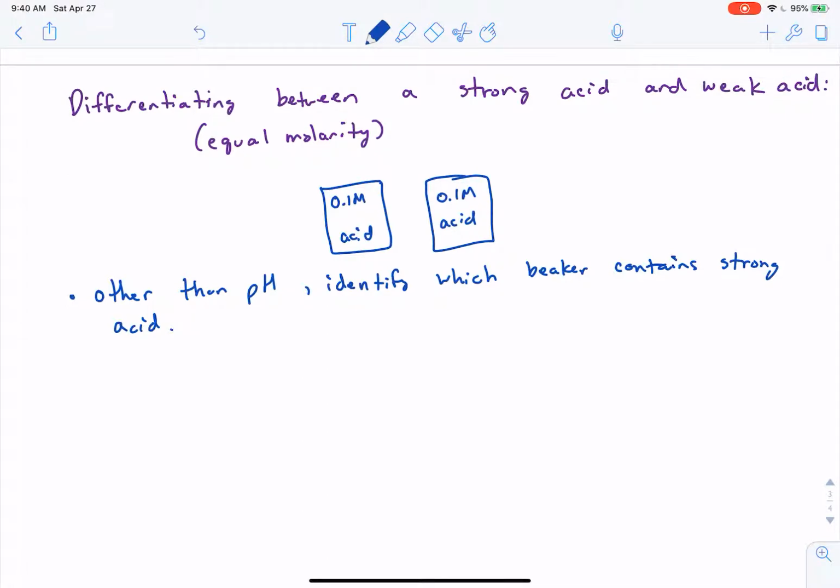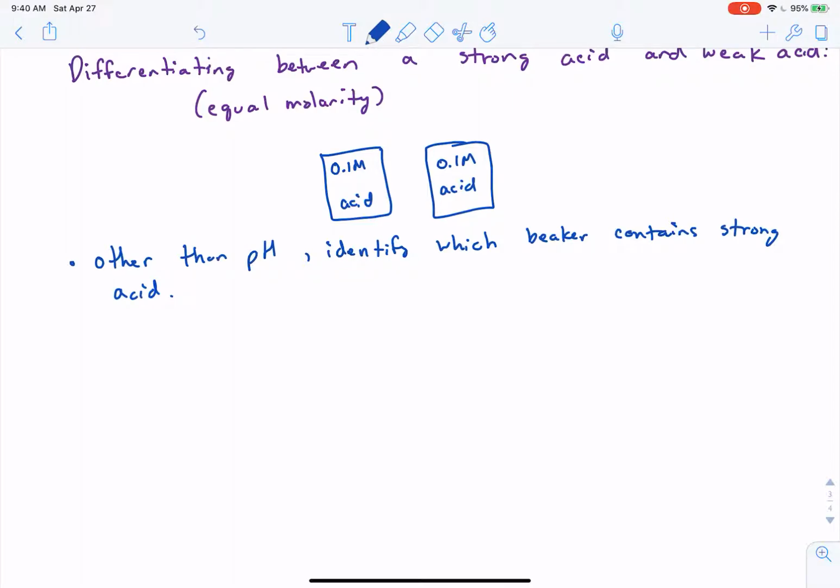Yes, Steph? When they say other than pH, would that also be like a concentration measuring? Yes. So that rules out titration, that rules out pH probe, that rules out any method to measure concentration of H plus. So don't try to be sneaky and say titration. They don't want that. I would say two major ways that you could do it.